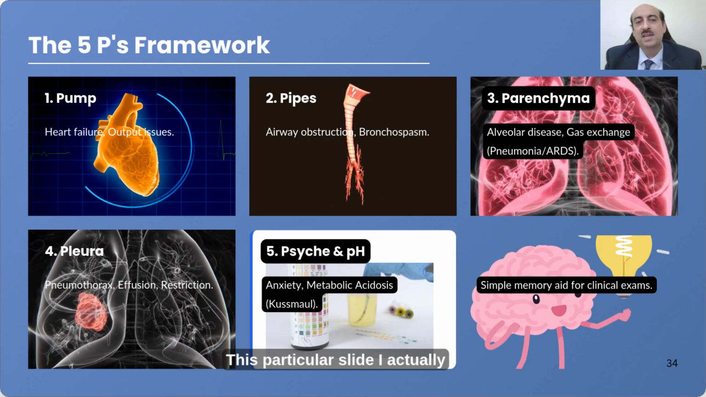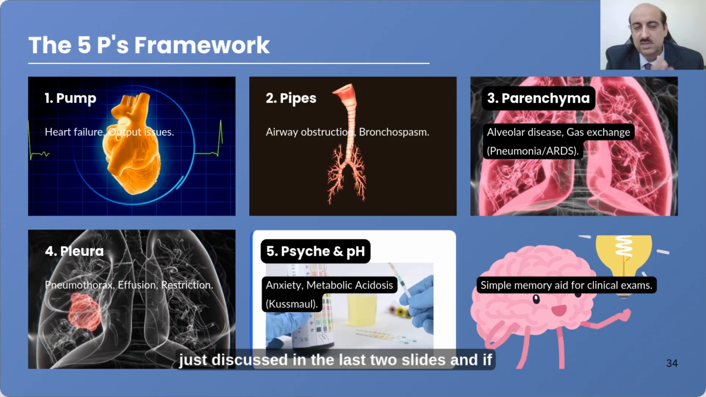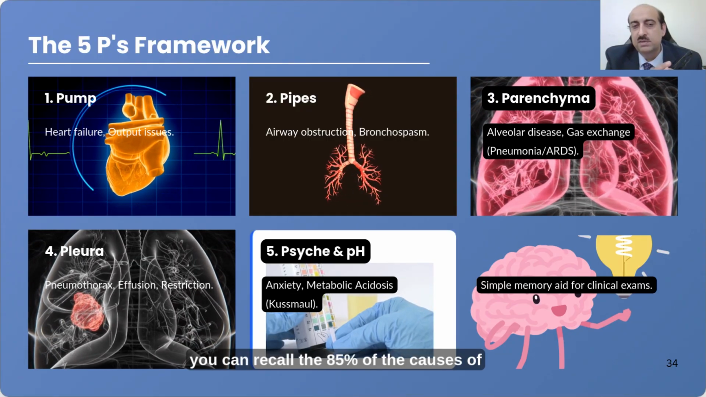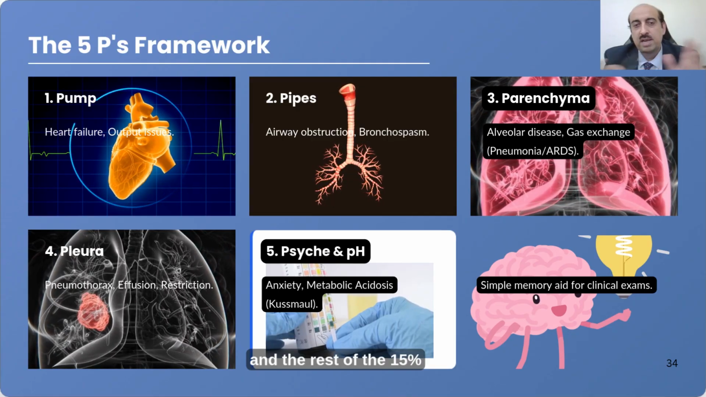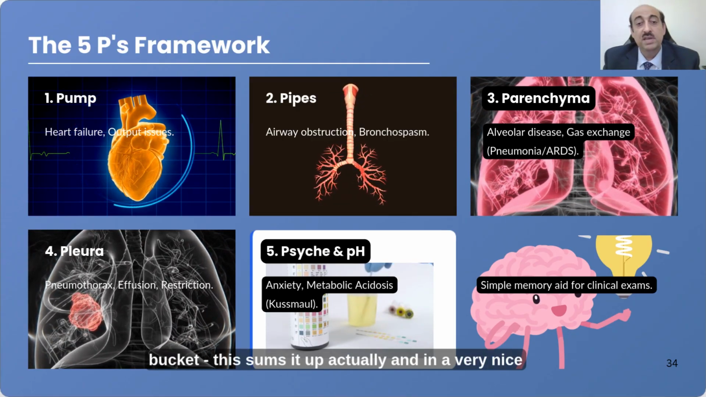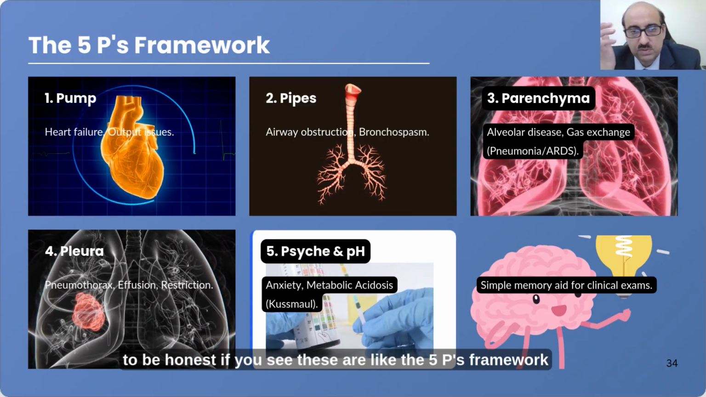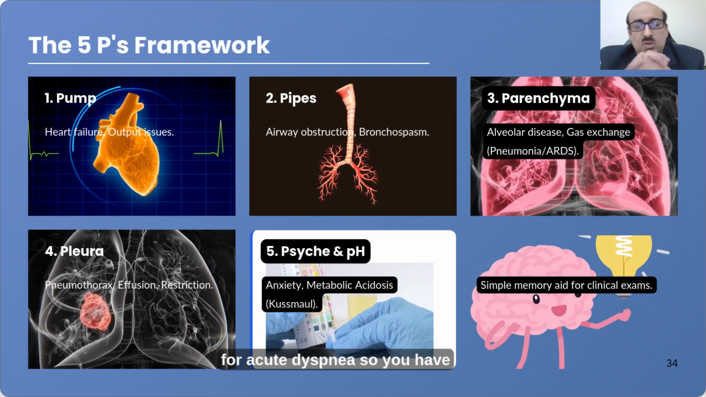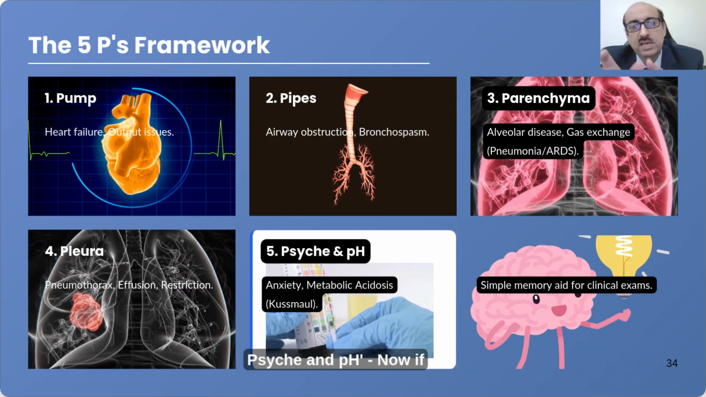This particular slide, I actually like it so much because it sums up what we just discussed in the last two slides. If you can recall, the 85% of the causes are cardiorespiratory or a combination, and the rest is the 15% bucket. This sums it up, and it is a very nice memory aid, or aide-mémoire, to be honest. These are the 5 P's framework for acute dyspnea. So you have pump, pipes, parenchyma, pleura, and psyche and pH.